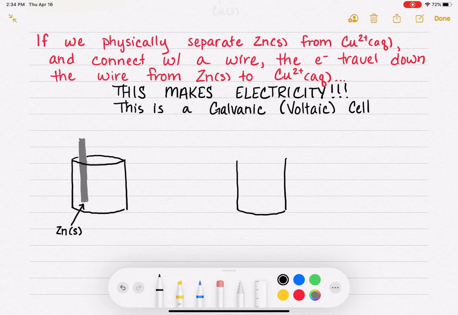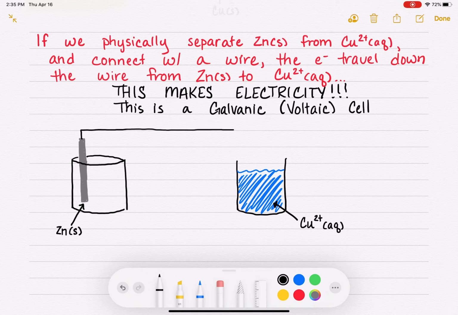So that's one component. And then over in the other beaker, remember our other component is our copper. So over here, in this side, we're going to put our copper ion solution. Like that. Now, remember I said what we need to do is connect the zinc to the copper with a wire. So here's the wire.